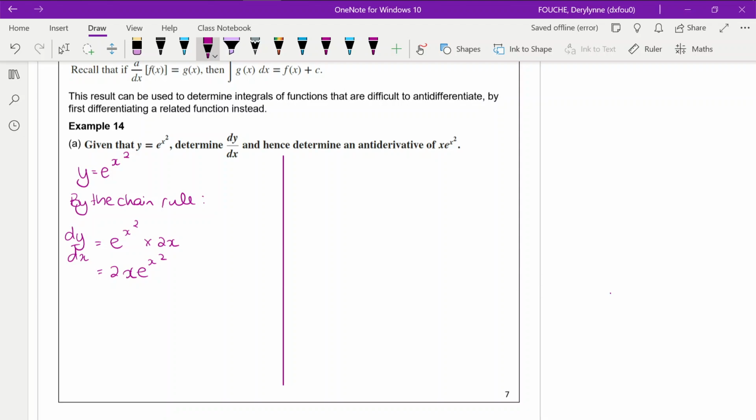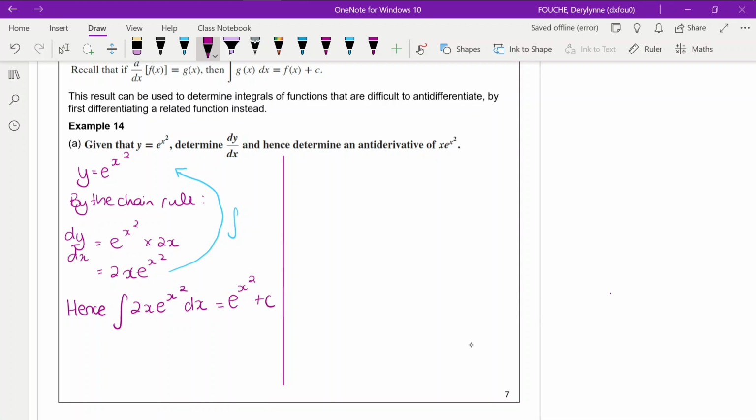Alright, now, would you agree with me that the integral of 2x e to the x squared must be e to the x squared plus c? Okay, so we can use that because it's kind of related to this x e to the x squared. The only difference is that there's a 2 over there. So we can say, hence, the integral of 2x e to the x squared dx we know is equal to e to the x squared plus c.